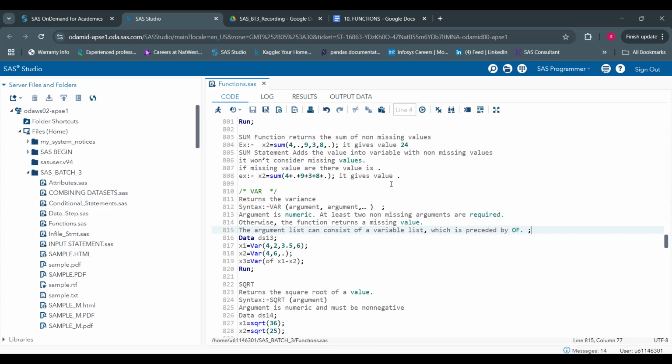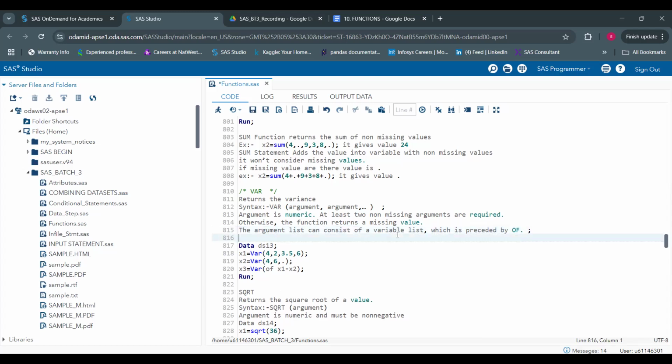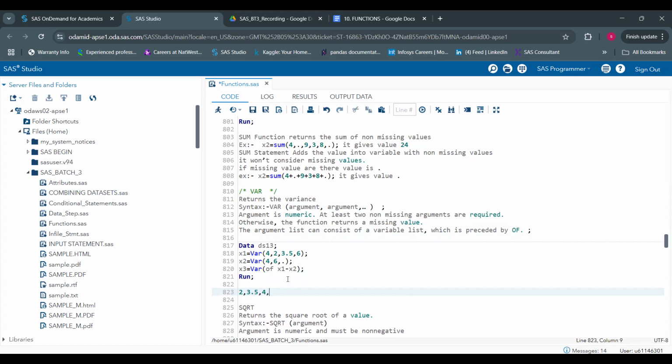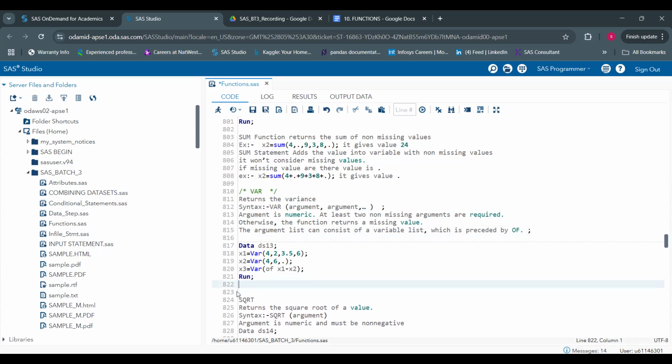How does each and every value differ from the other values? If I just do it in ascending order: 2, 3.5, 4, 6. Basically, we use variance while calculating the distance between numbers.